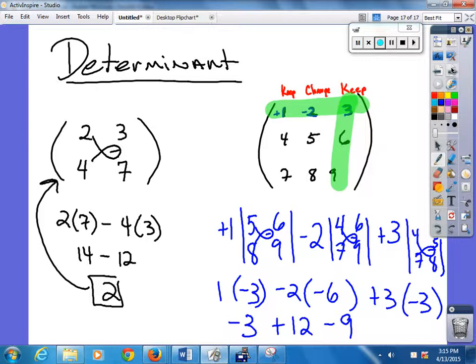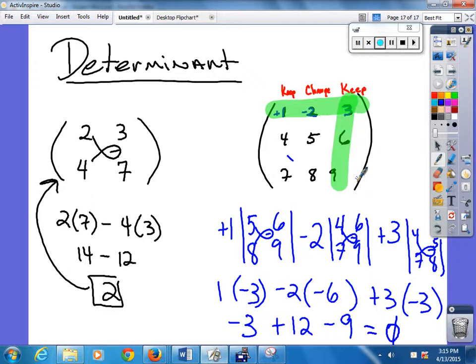In other words, the determinant here is 0. There's no determinant. Well, 0 is the determinant. I'm sorry, I thought we were doing the same problem. Okay, anyway, do you see how to do a 3 by 3? That's how you do it.